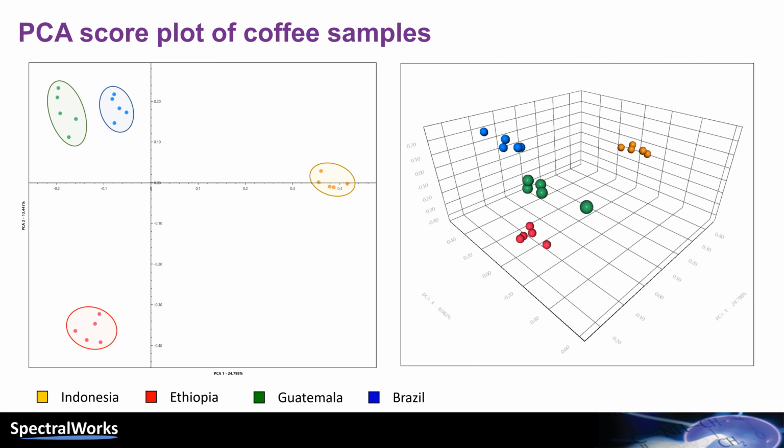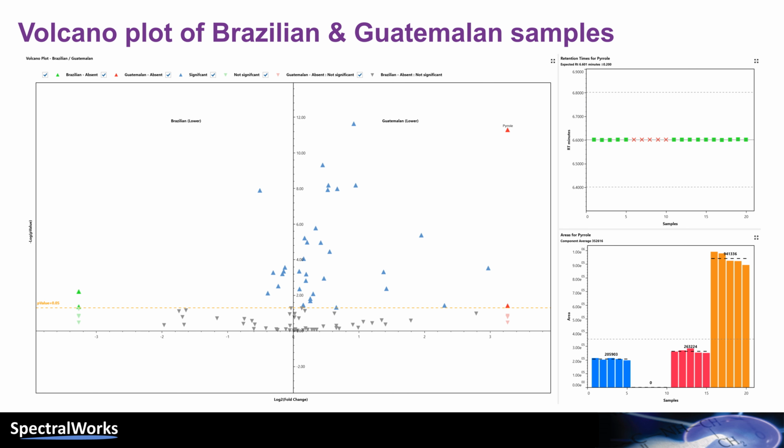PCA is a statistical data reduction tool which allows us to visualize our data matrix. Here we can see in both the 2-dimensional and the 3-dimensional PCA score plots that there are 4 different groups of samples in our sequence. We can also see that the differences between the Brazilian and Guatemalan beans is less significant than the differences between the other 2. Nevertheless, there is a difference between the Brazilian and Guatemalan beans, and we can use the Volcano plot to help identify those differences. Again, we can see our common components, the blue triangles, and the components that are unique to the Brazilian coffee bean and those unique to the Guatemalan coffee bean.